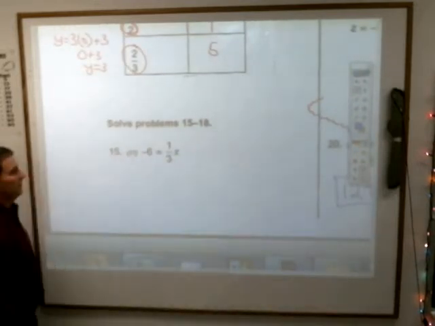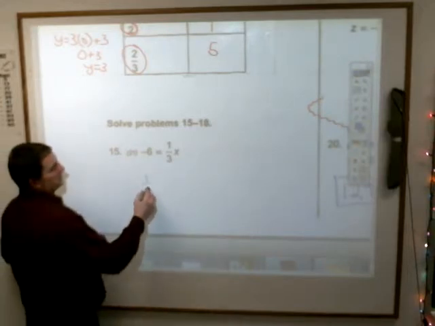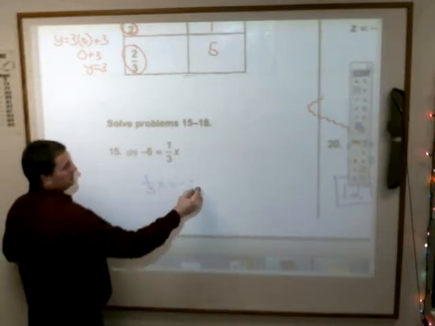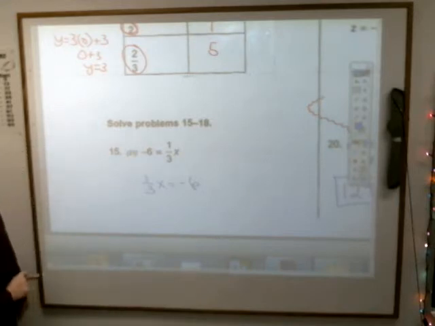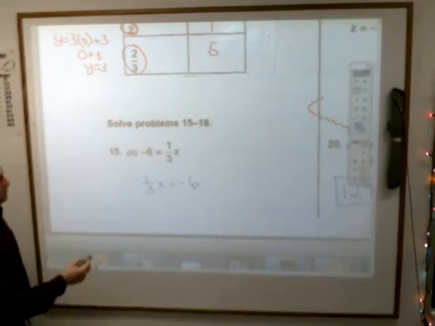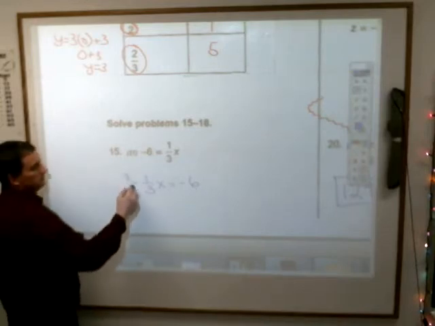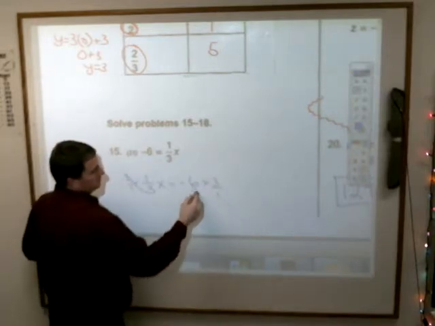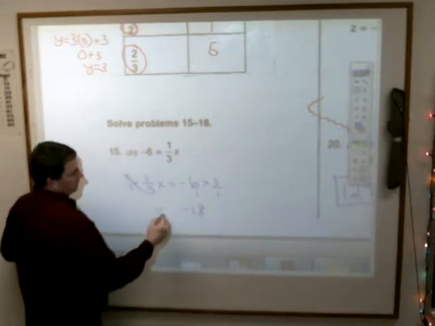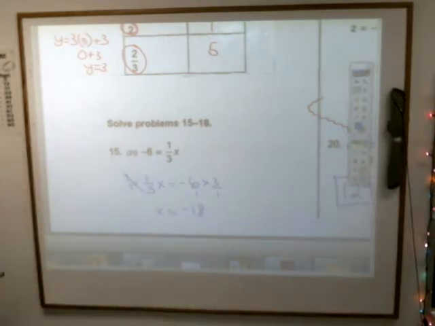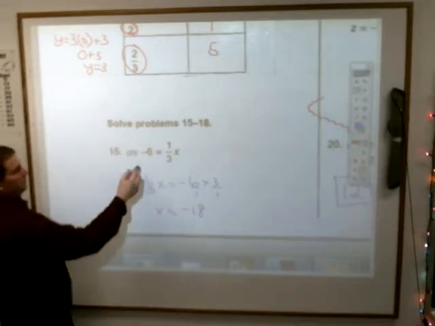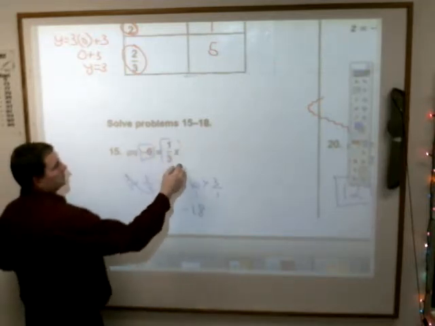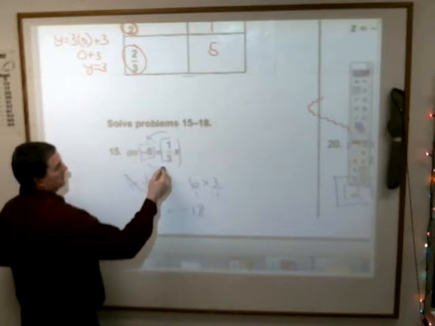Oh, that is a hard one. Wait, would it help if I switch this around and just put the X term on the other side? Does that change anything for you? Would you just do the reciprocal? It's just flipping and multiplying. Times 3 over 1, times 3 over 1. Negative 18. As long as you take the whole side, you can flip-flop sides of equations. One thing equals another means the other equals the first.